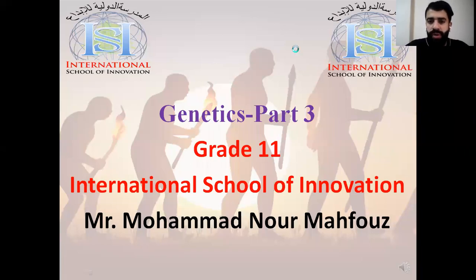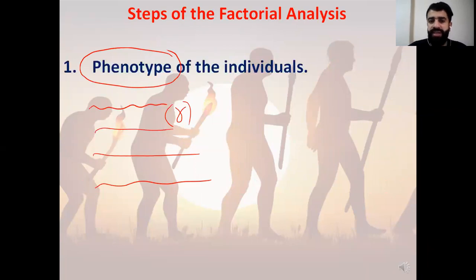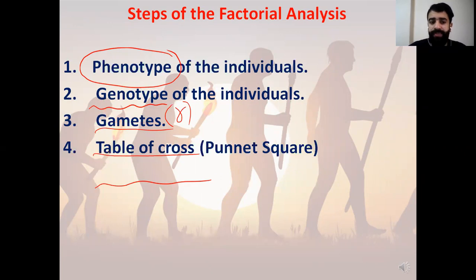In this video we're going to talk about genetics part 3. Here we move to the steps of the factorial analysis. We have the phenotype of the individuals. Second step we have the genotype. Third step we have the gametes. Fourth step we have the table of cross. And the fifth step is going to be the table of results.